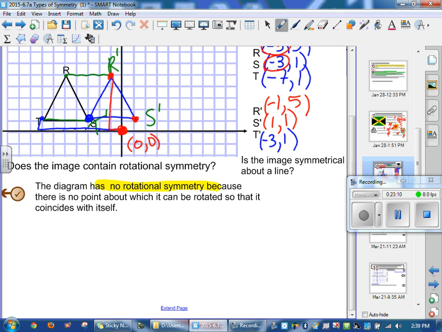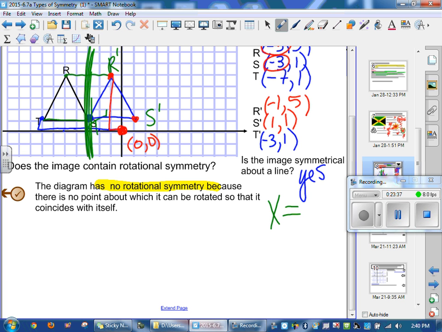Okay? But is it symmetrical about a line? Yes. Now, which line is that? If I draw this line on here, the line would go right there, correct? Well, how do I write a vertical line as an equation? What is it always going to start with? What letter is it touching down here? X. It's going to be an X equals line.